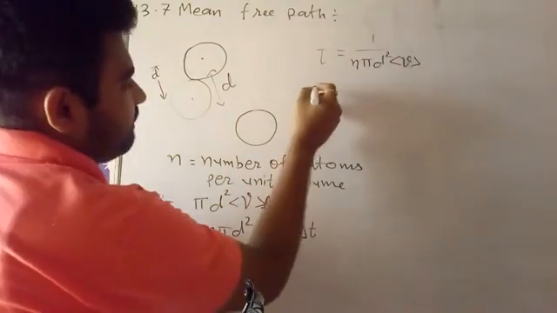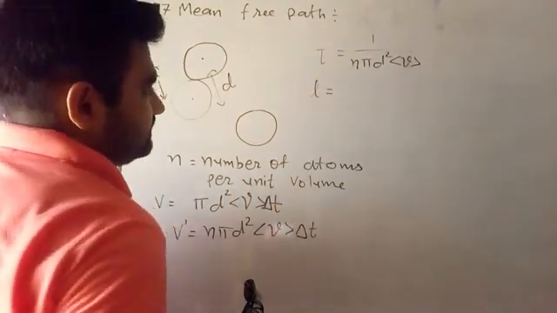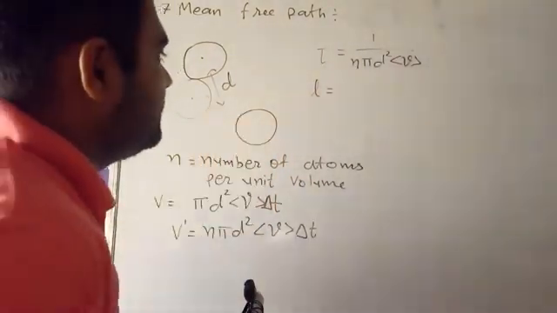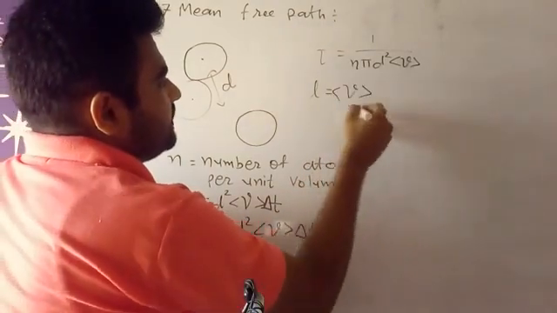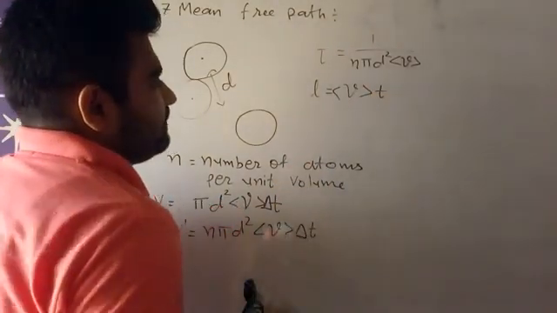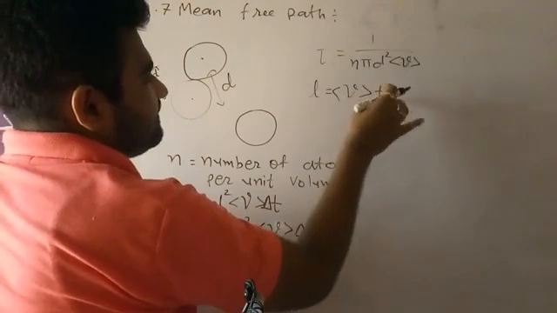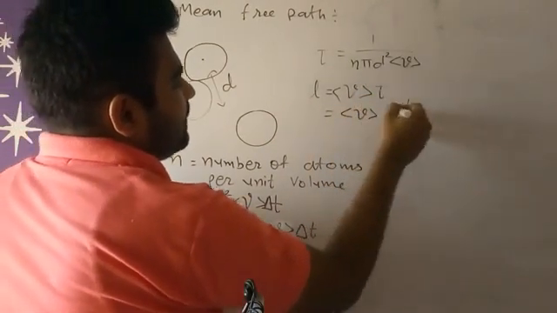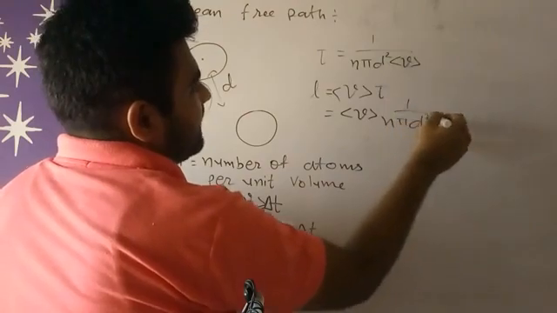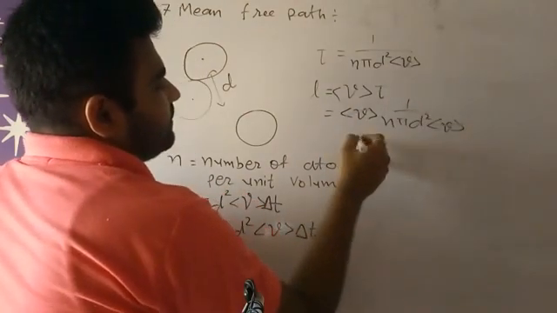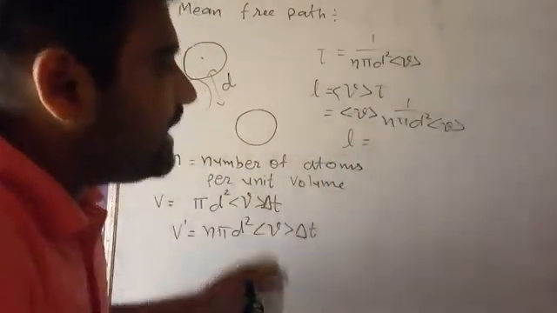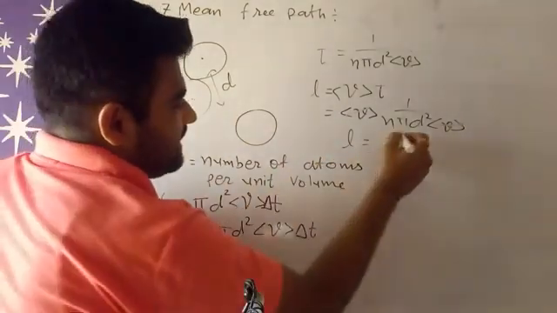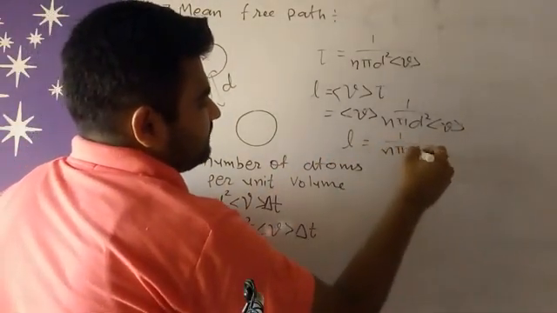If you want to find the length covered by that atom, so average v into tau. Just put this tau here in this equation. So average v into 1 upon n pi d square average v, the average v gets cancelled out. So the length covered by this atom is L is equal to 1 upon n pi d square.